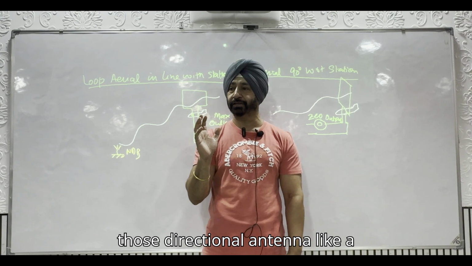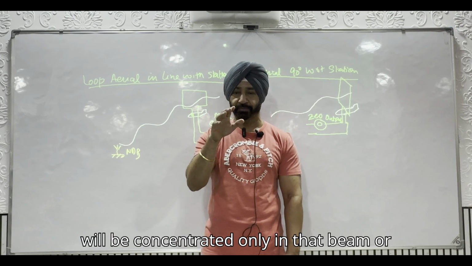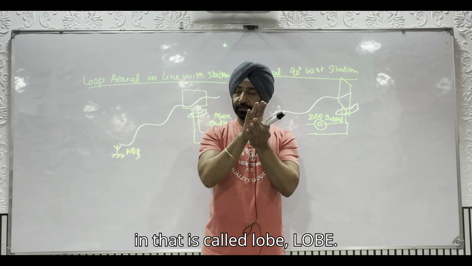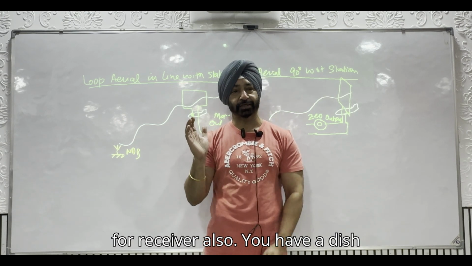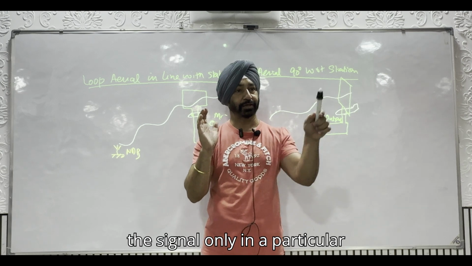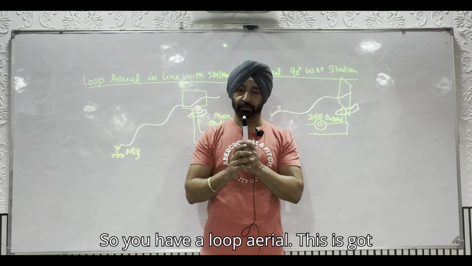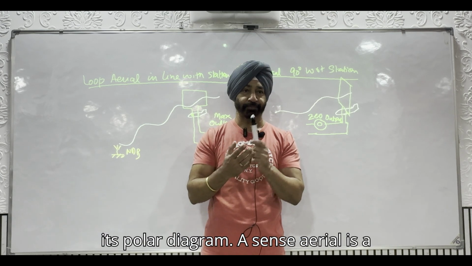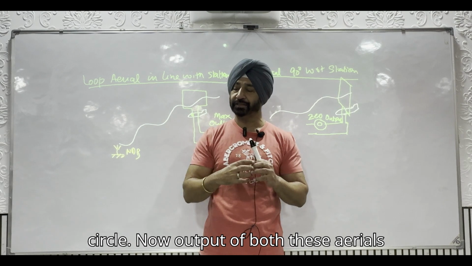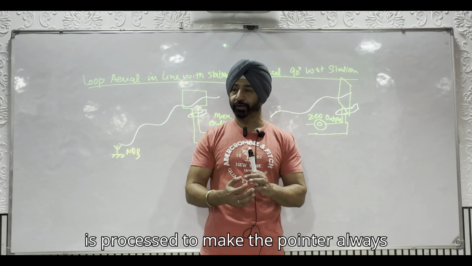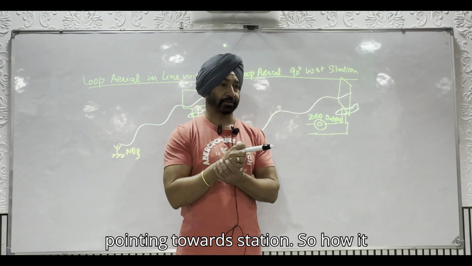Similarly, you have directional antennas like a flashlight or a torchlight. In that, what will happen? All the energy will be concentrated only in that beam, which is called a lobe, L-O-B-E. It can be for a transmitter, and it can be for a receiver also. You have a dish antenna, with which you can receive the signal only in a particular direction. That's how it is. So you have a loop aerial. This has got its own polar diagram. A sense aerial is a vertical aerial with a polar diagram as a circle. Now the output of both these aerials is processed to make the pointer always point towards the station. That's what you want. Whatever you do, the pointer is always pointing towards the station.